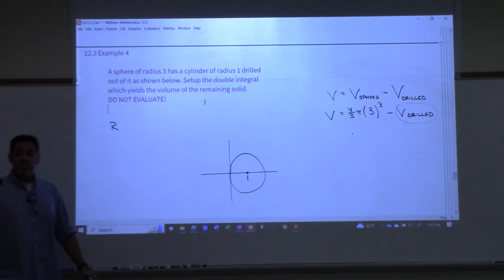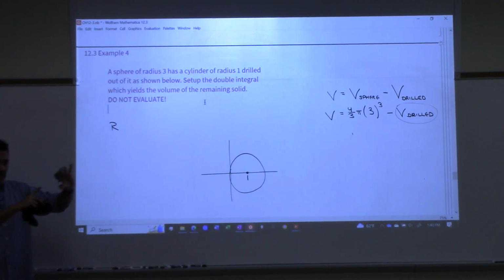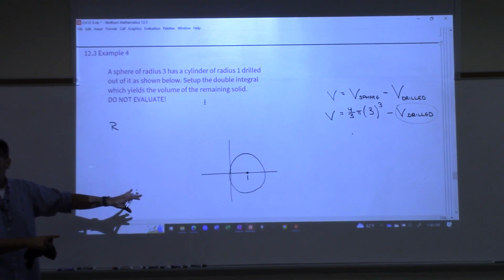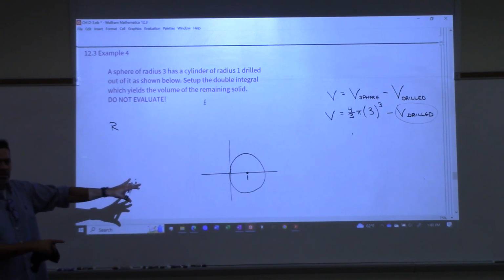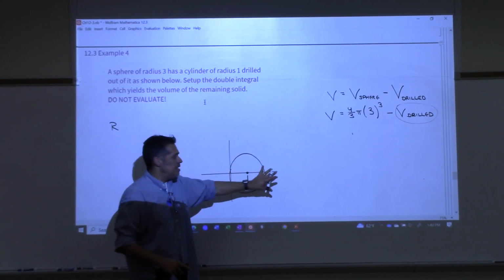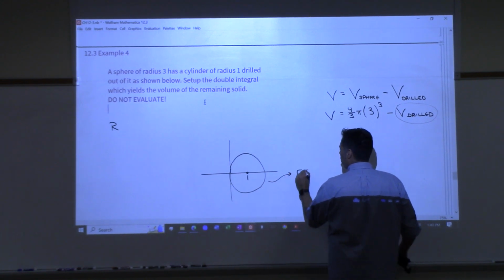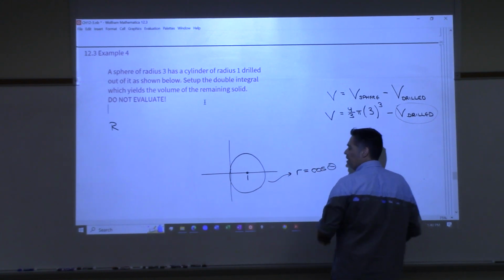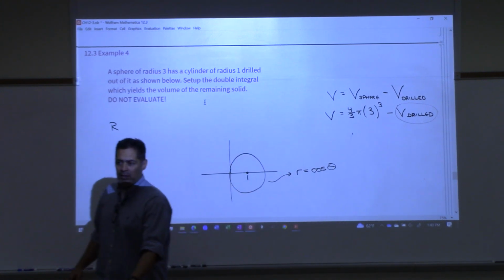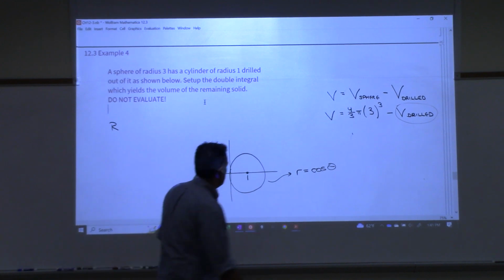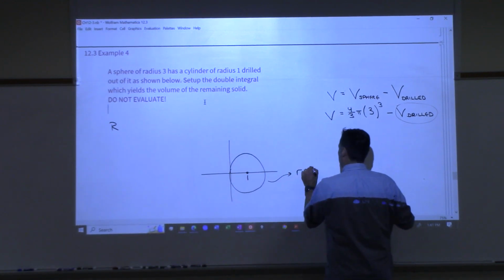So had we not done the problem we did just before this, we would have no idea what that is as a polar region. It's not a polar rectangle though, right? This is not a polar rectangle. What is the equation of this? r equals cosine theta, right? r equals cosine theta. That's what draws that. Two cosine theta. I keep leaving that 2 out. Jeez.